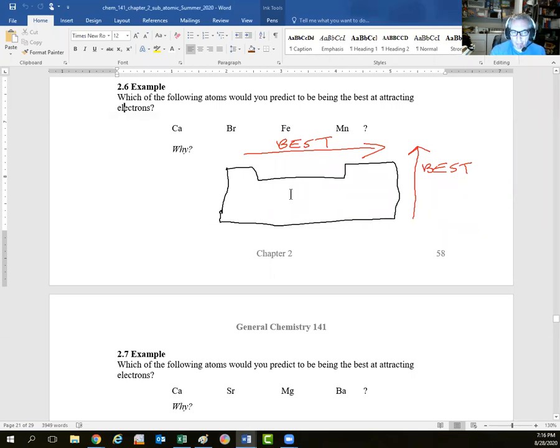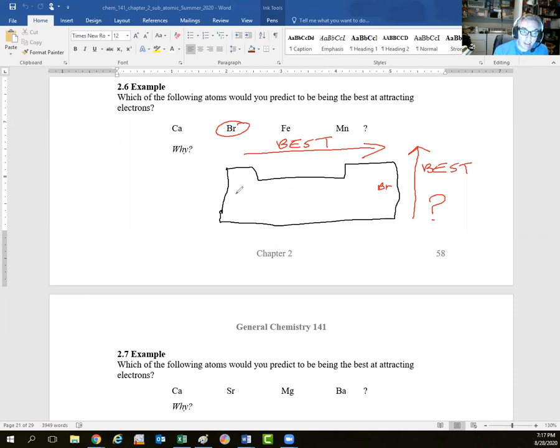And so if they're better at attracting electrons as we move to the right, then the best of the best must be the bromine. It's the furthest element on the right-hand side. But why is it the best? Why does it help to attract electrons the further to the right you are?